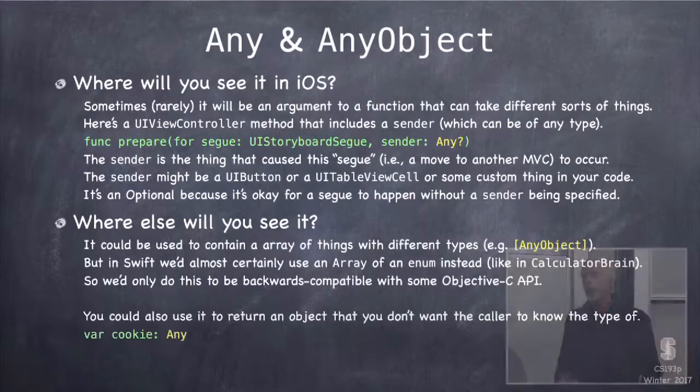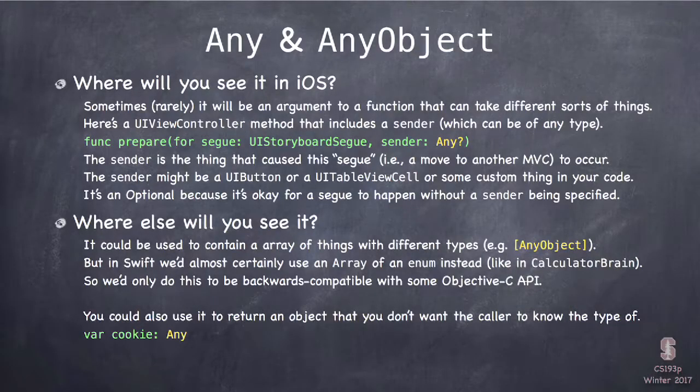Where else will you see it? You could have an array of any object, or array of any. That could be an array that has doubles and strings and things mixed in there. Now, you might be tempted to use this in your assignment number 2, but you're not allowed to, because one of the required tasks says you can't use any or any object. Also, it wouldn't be very Swifty.